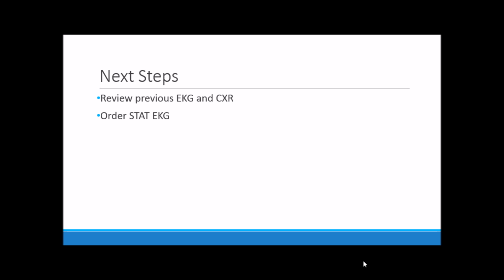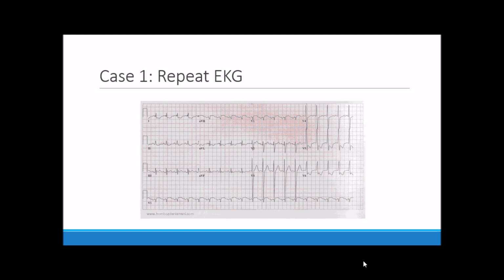Okay, so we're looking for changes. One of those potential changes is ST elevation. What else might we see? T-wave inversion. ST depression. Okay. So what EKG changes do we see with infarction? ST elevation. What EKG changes do we see with ischemia? Good. Okay. So that is his second EKG.